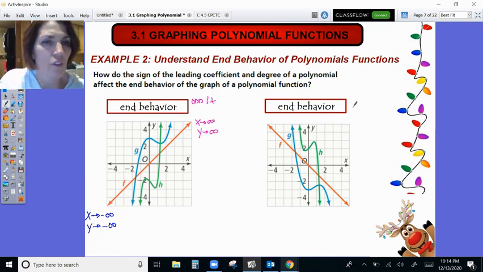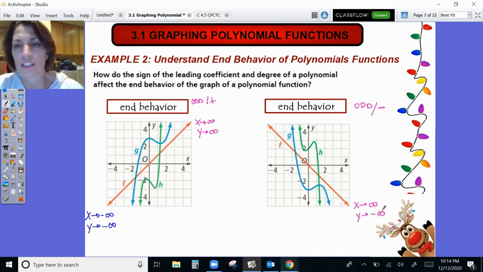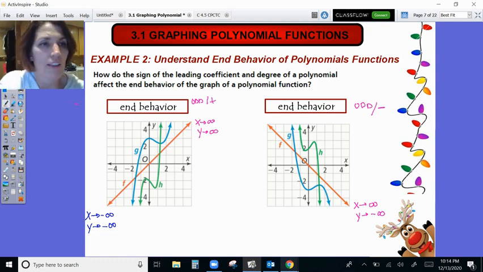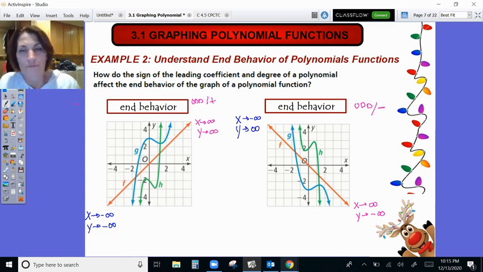Over here, remember, we also had an odd function because they're going opposite directions, but this time we had a negative leading coefficient. So as x goes to positive infinity, my y values are going to go down to negative infinity. And on the other side, as my x goes to negative infinity, my y is going to go to positive infinity. And that's how you tell your end behaviors.